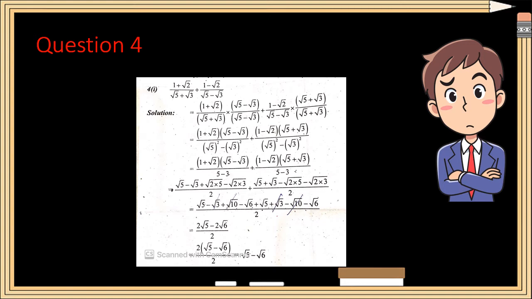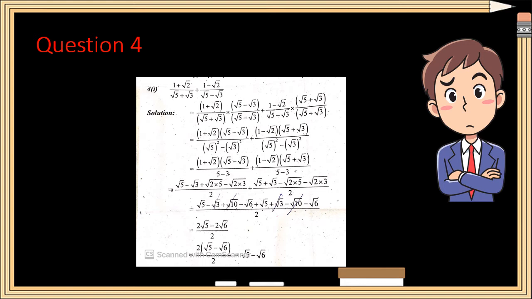Similarly in the second term we have 1 minus square root of 2 divided by square root of 5 minus square root of 3. Now the conjugate will be square root 5 plus square root 3. So we will divide it and multiply it with the conjugate. Now from the first term, after the rationalization we will get 1 plus square root 2 into square root of 5 minus square root of 3, and in the denominator we have the formula (a plus b)(a minus b), which will give you a square minus b square. So under root 5 square minus under root 3 squared.